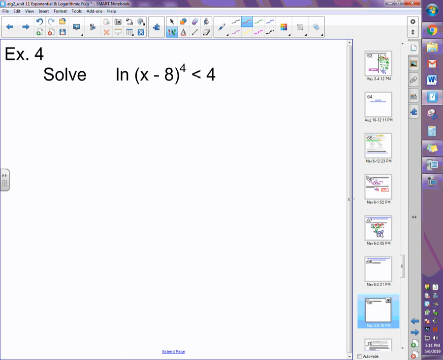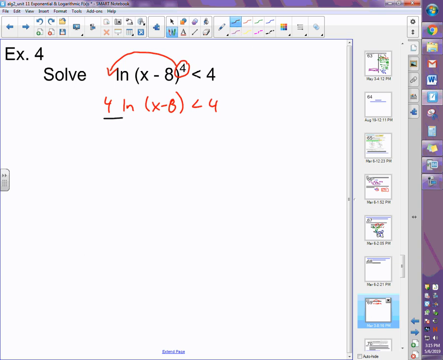So I'm going to use a base e exponent. So that means the natural log and base e cancel out, bringing the argument downwards. Uh-oh, sorry, rewind. Undo, not yet. The first thing I want to do is take this power and move it out in front. So that's 4 times the natural log of x minus 8 is less than 4.